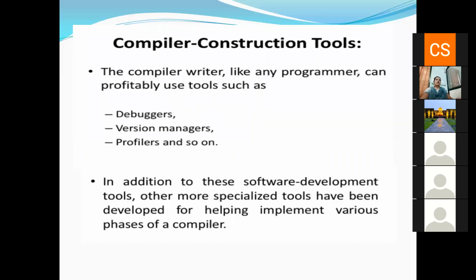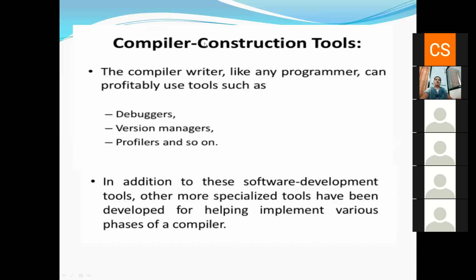Now we are going to see the last bit of this chapter number 1, and that is compiler construction tools. As the name rightly suggests, it constructs the different phases of the compilation. We have already seen there are 6 phases of the compiler: lexical analyzer, syntax analyzer, semantic analyzer, intermediate code generator, code optimizer, and final code generator. So these are the 6 phases.